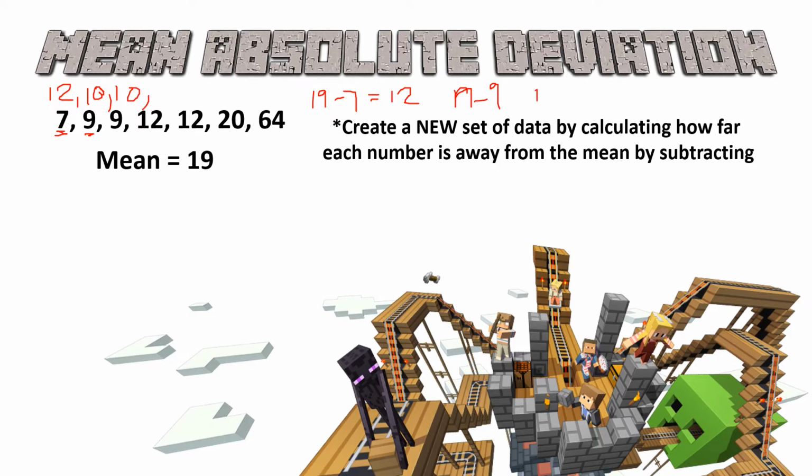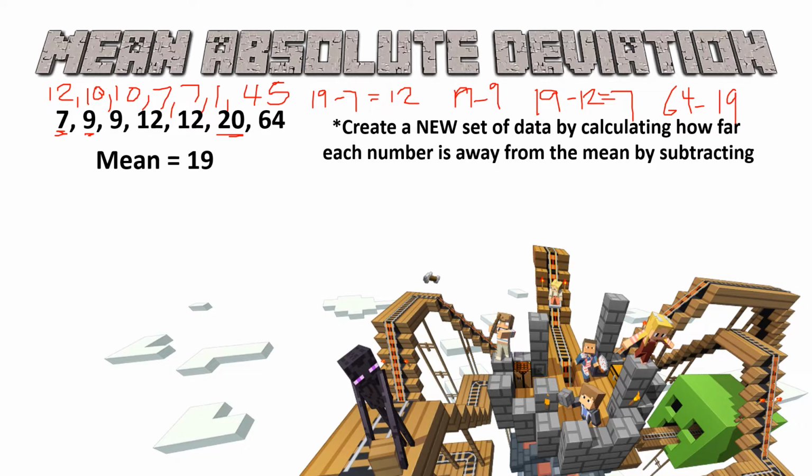12, if I do the subtraction, 19 minus 12, that's going to give me 7. So both of these 12s are 7 away. I know that 20 is only 1 away from 19. And then 64 minus 19, if you do that math, you're going to see that it is 45 away from the mean. That's because 64 is an outlier.